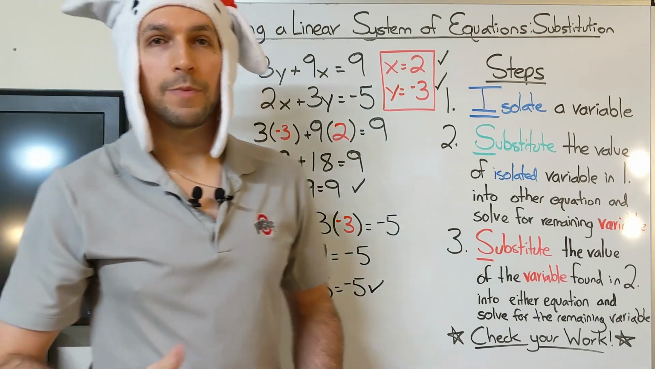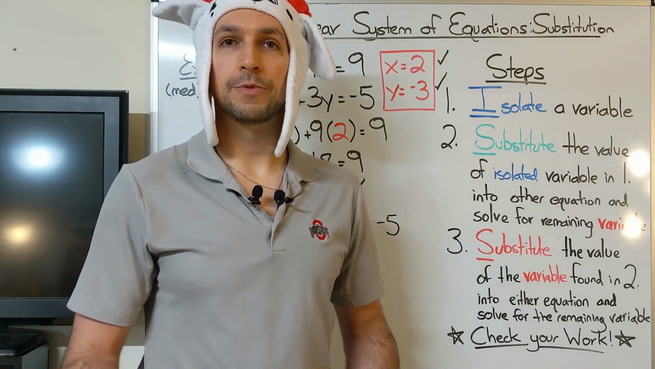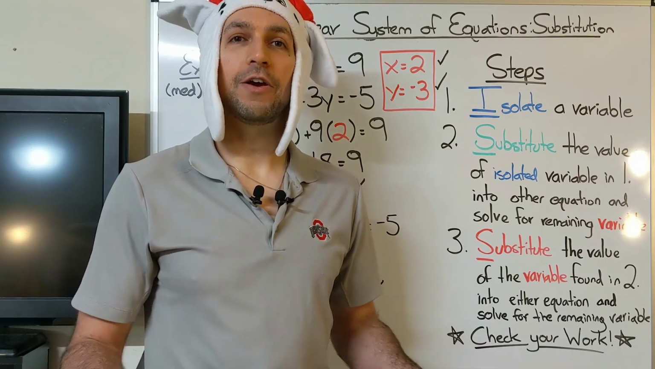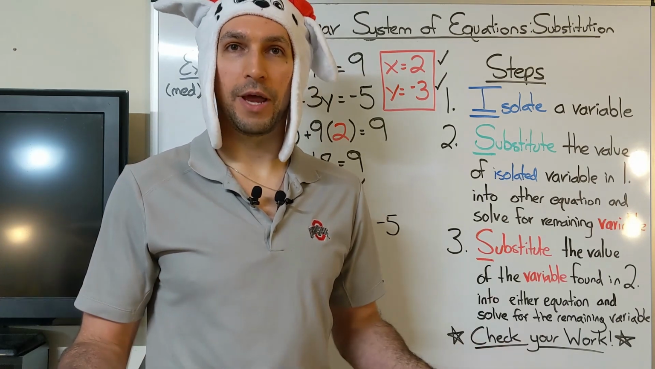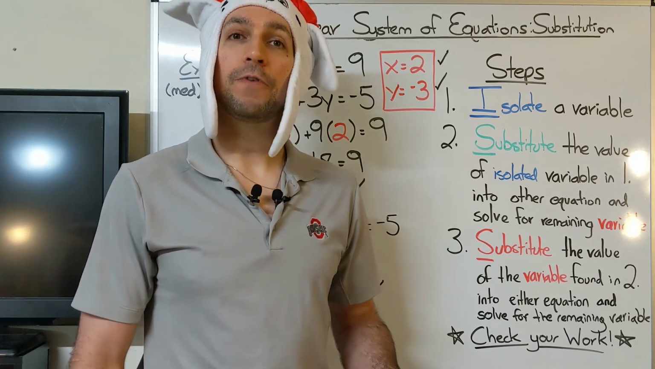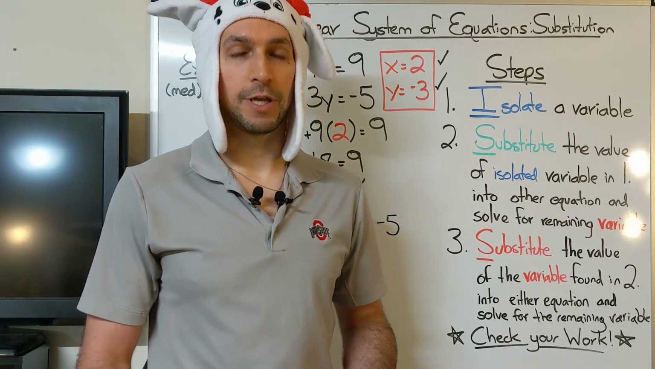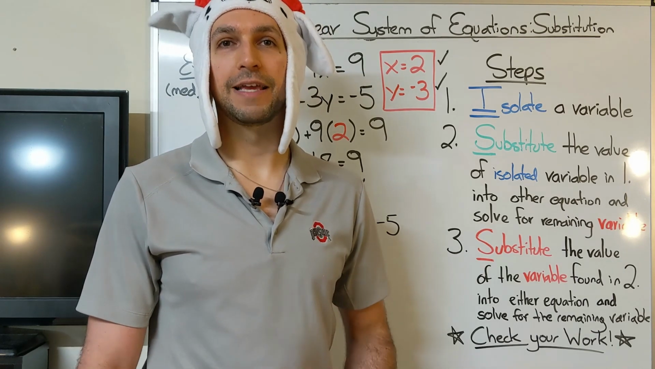Next time, I'm going to be doing a hard version of systems of equations, substitution, where we have variables that appear on both sides of the equation. So we're going to have to simplify before we isolate. Hopefully this has helped you with medium difficulty systems of equations through substitution, where you do have to isolate your variable.